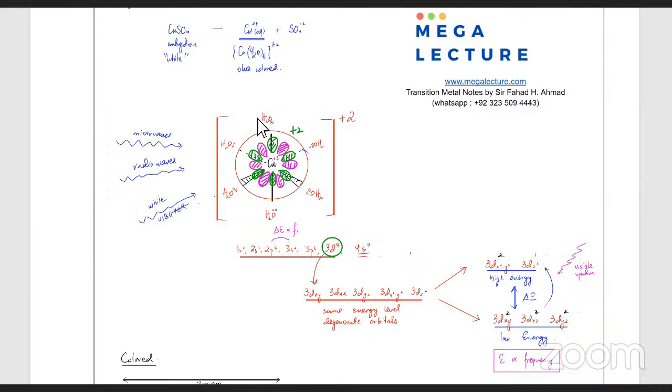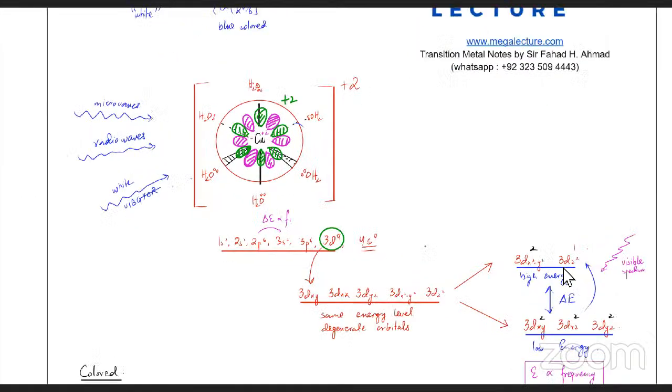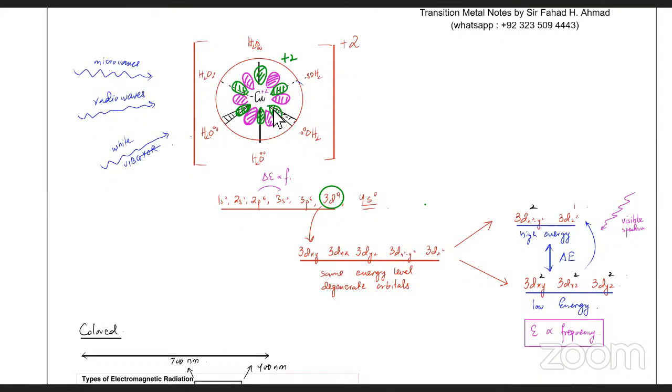So if the ligands are approaching on the axis in an octahedral complex, then the orbitals which are lying on the axis are going to face more repulsion. So your 3d x squared minus y squared and your 3d z squared would go to a higher energy level. Your d subshell will split. And the orbitals that lie between the axes are going to face less repulsion, so they're going to go to a lower energy level: the 3dxy, 3dxz, and 3dyz.